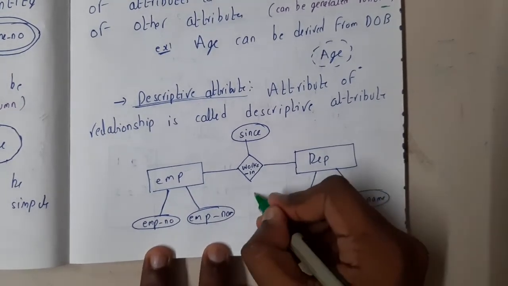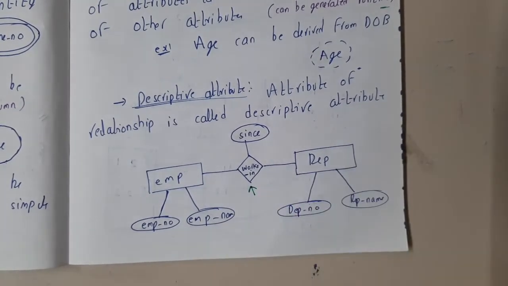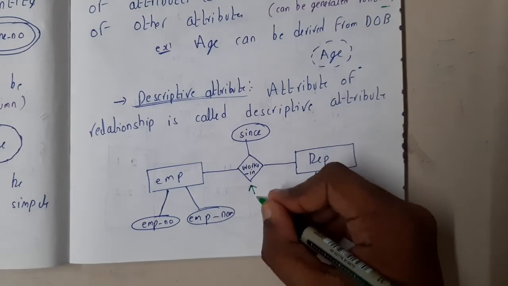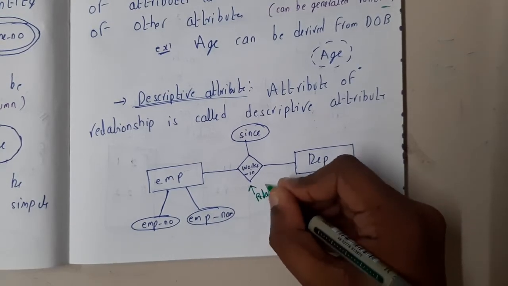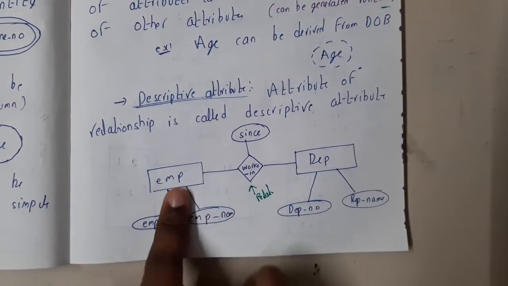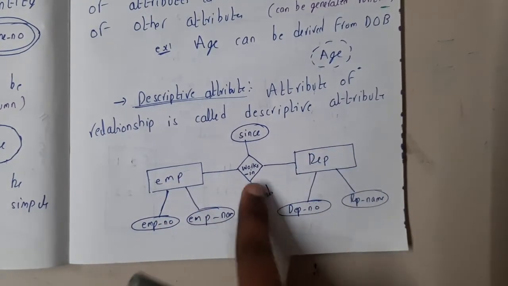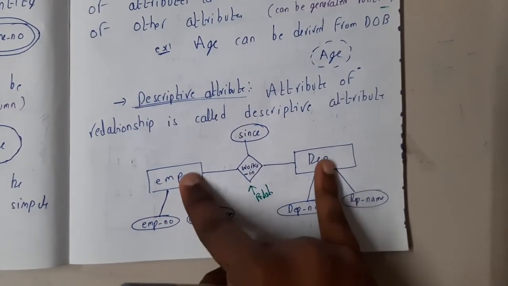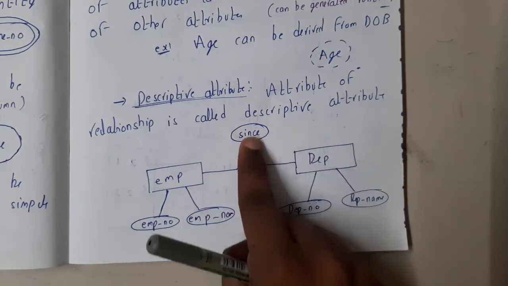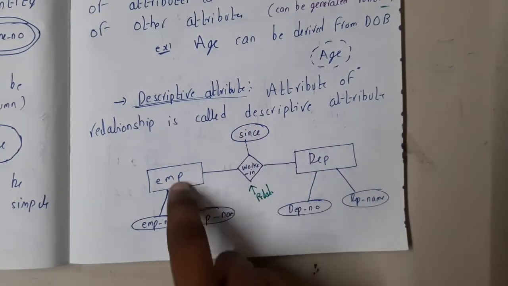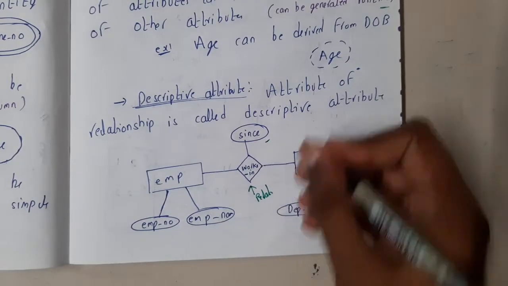So this diamond symbol is nothing but a relation, guys. In the next lecture I'll be discussing them in detail. So this is the relation: employee works in department. This is a relation between employee and department, right? Yes. So from these two values we can calculate since how many years they have been working. Those types of things we can also calculate, right?